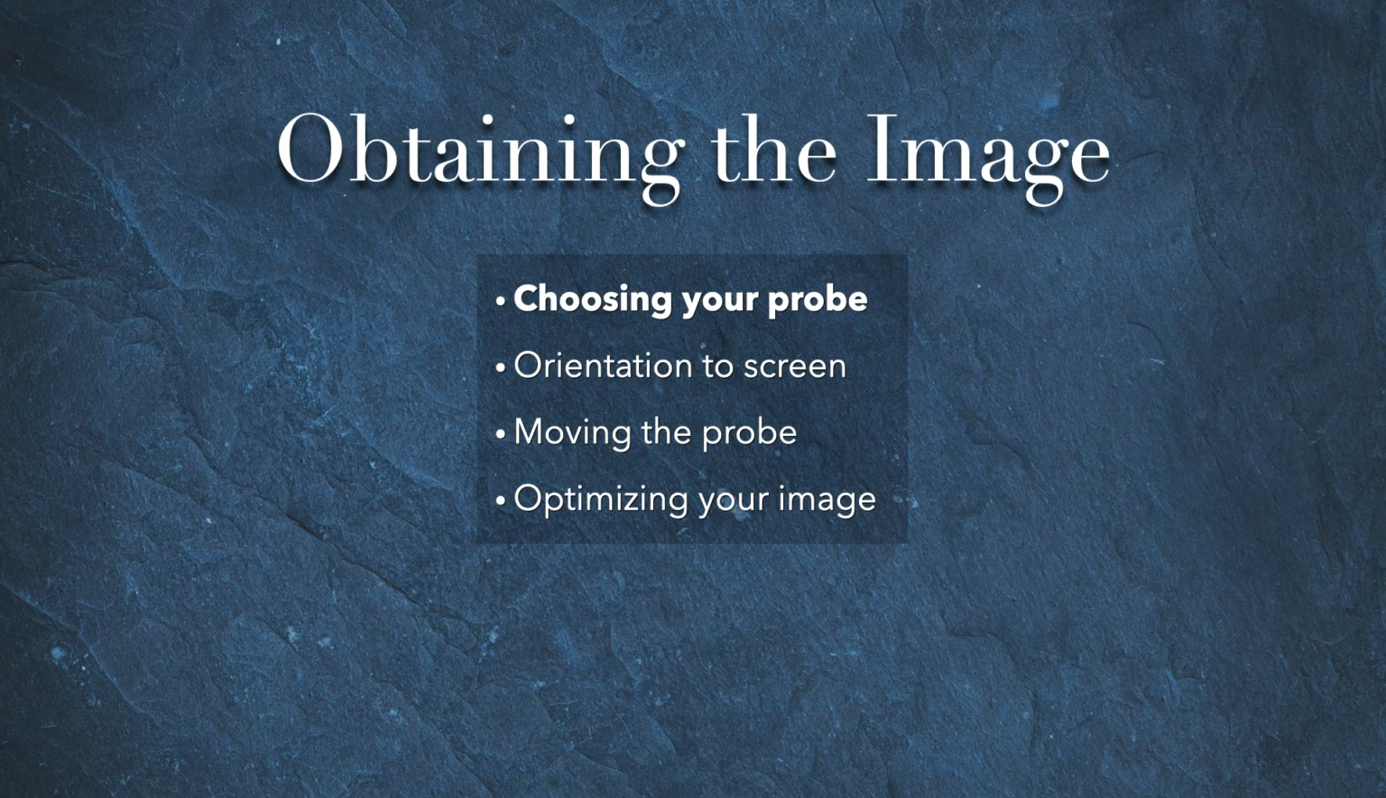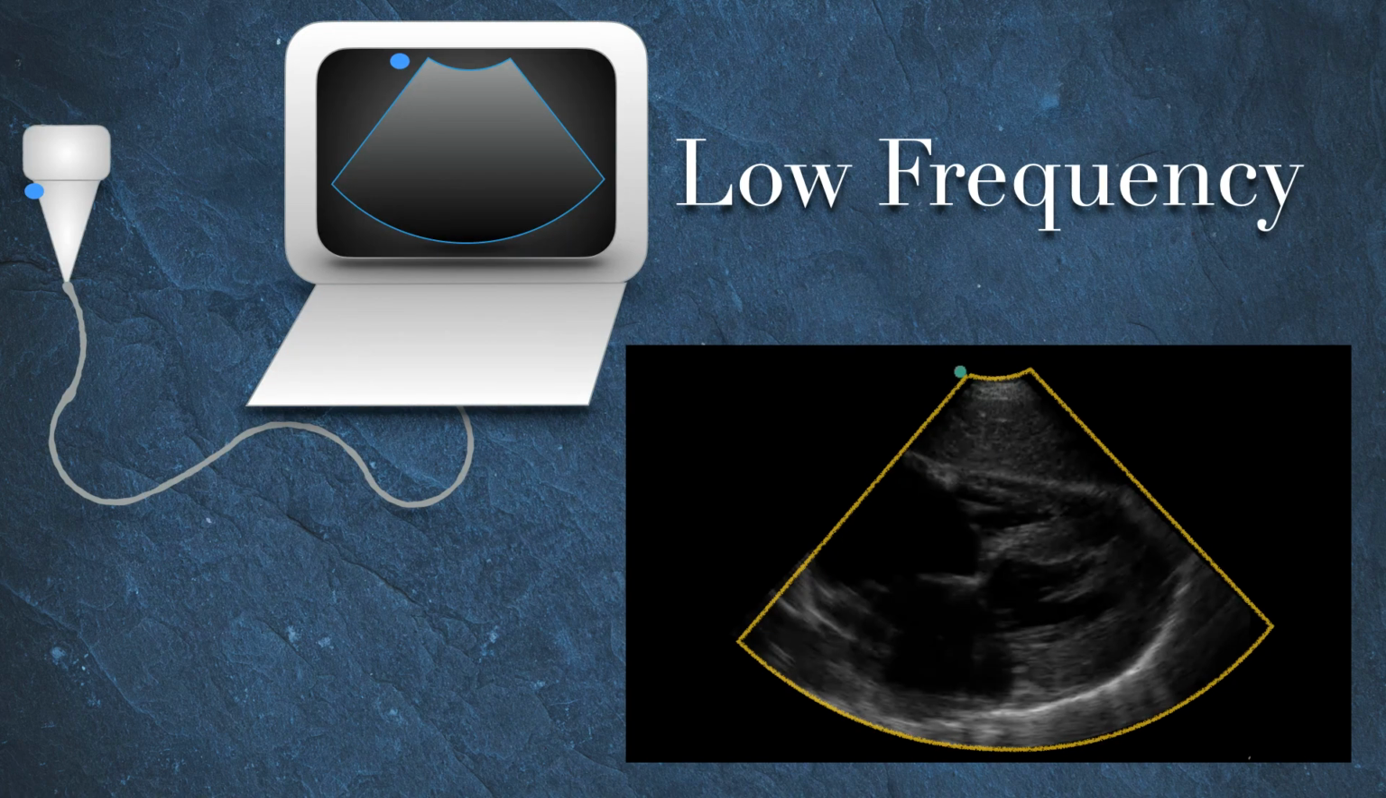So let's talk about the key steps involved in actually obtaining your image. You must first choose your probe, making sure that you choose the proper probe or transducer for the structure of interest. For echocardiography, we use the phased array probe, which is a low-frequency transducer.